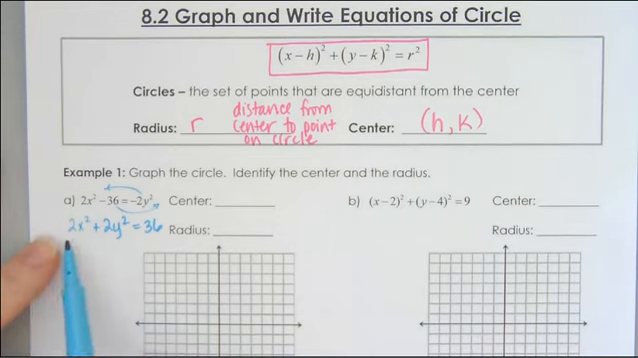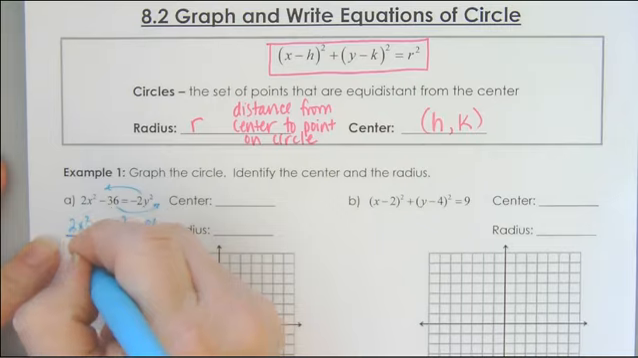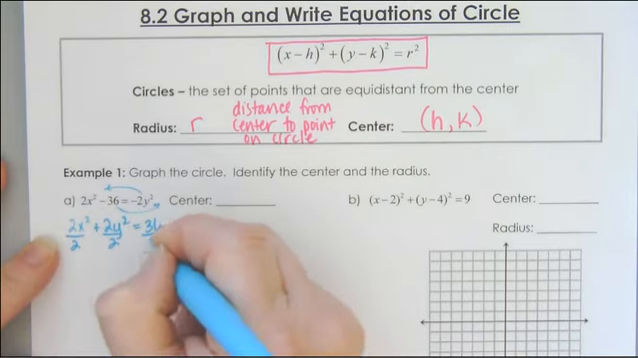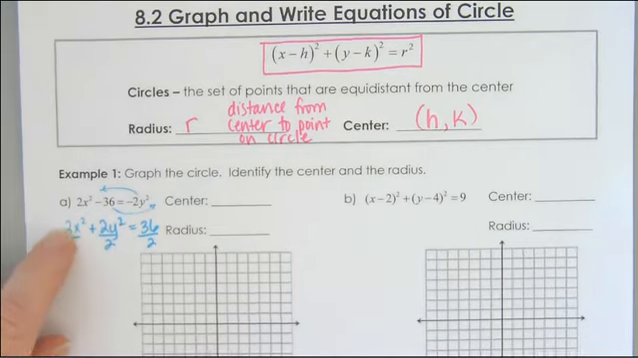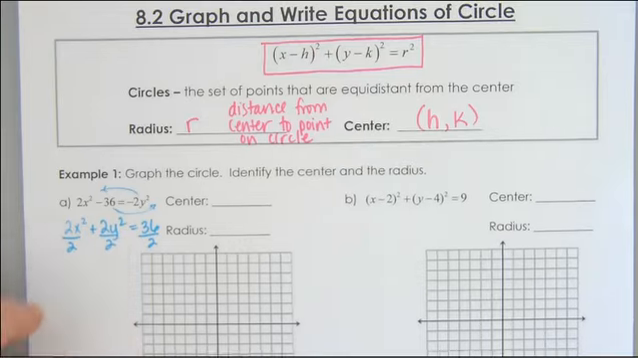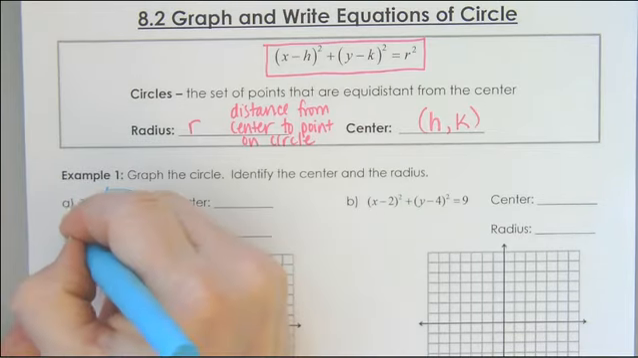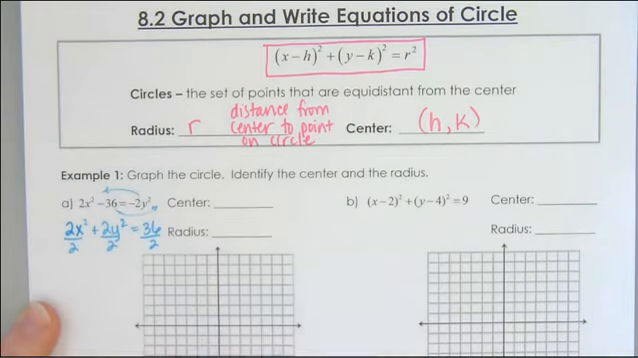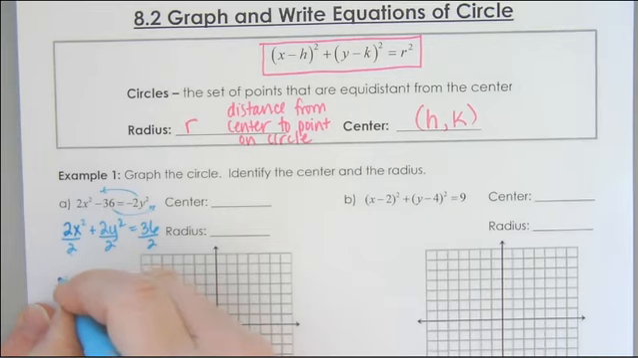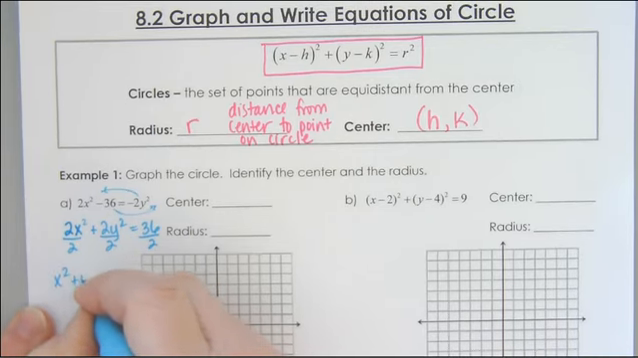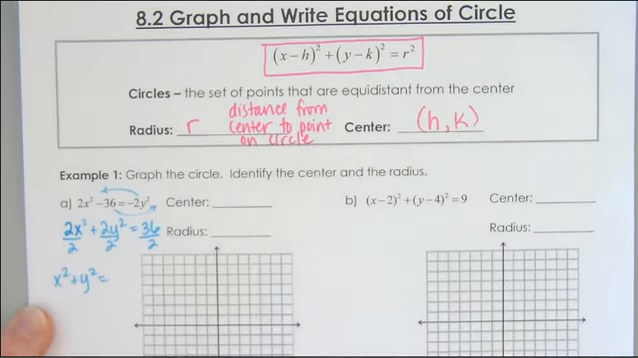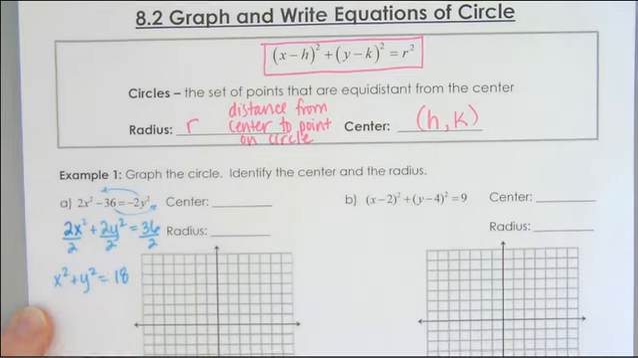The other thing I want to do is try to get my x squared and my y squared by themselves. So I'm going to divide everything by 2. Now, don't worry about having different numbers in front of x squared and y squared, because if that does happen, then this will not be a circle. And we'll do those next time. So my simplified formula is x squared plus y squared is equal to 18.